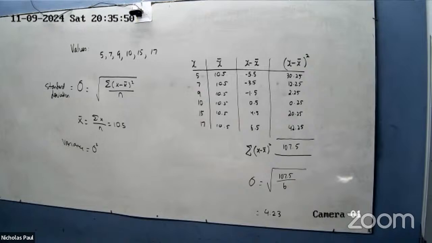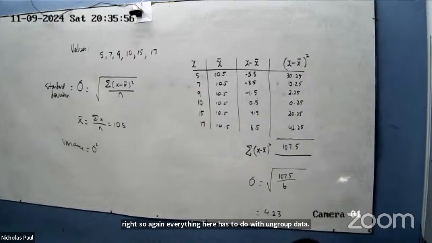All right. So again, everything here has to do with ungrouped data. We're going to try it now with grouped data. I wanted to show you something here. If you look at the front of your past paper, the formula is given, but instead of the square root, they are giving it as S squared.